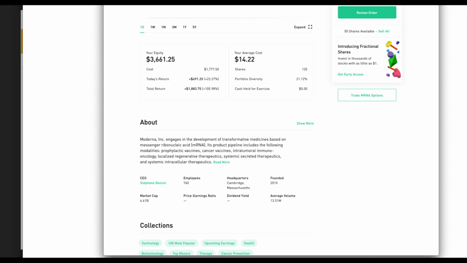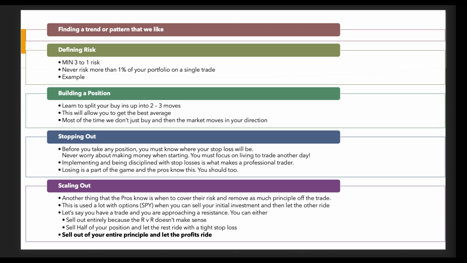It's like if you're playing blackjack at a casino and you walk in with $100, right? And you win 10 $10 hands. Now you have $200. Why would you just continue to trade with $200? No, take your $100, take your principal that you walked in with, put it in your pocket, and you can play the rest of the night with the $100 in profit that you have.